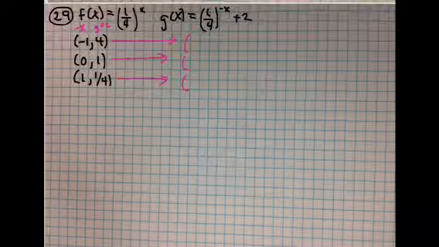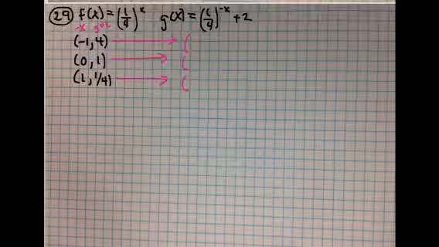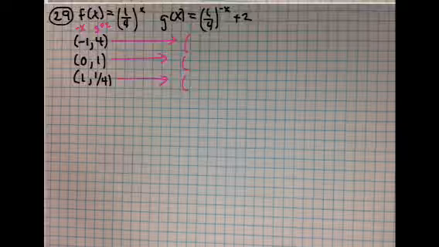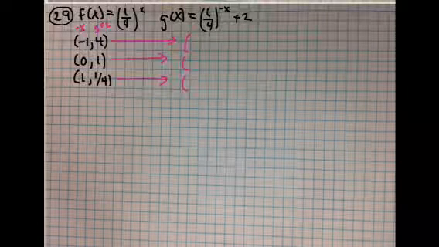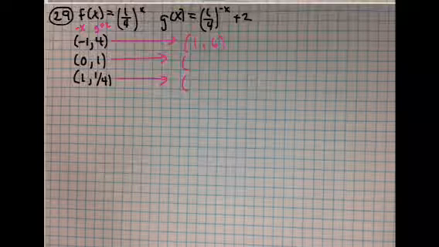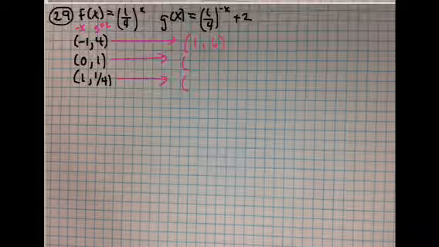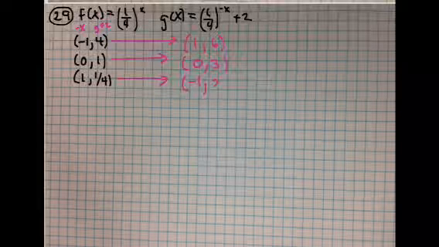Okay, so in number 29, g of x is a reflection over the y-axis. That's what the negative in front of the x means. And then plus 2 means that it's going to be translating up. It's going to be moving up. So the opposite of x would be 1, and then 4 plus 2 is 6. The opposite of 0, well, that's just 0. 1 plus 2 is 3. The opposite of 1 is -1, and then 2 plus 1/4 is 2 1/4.